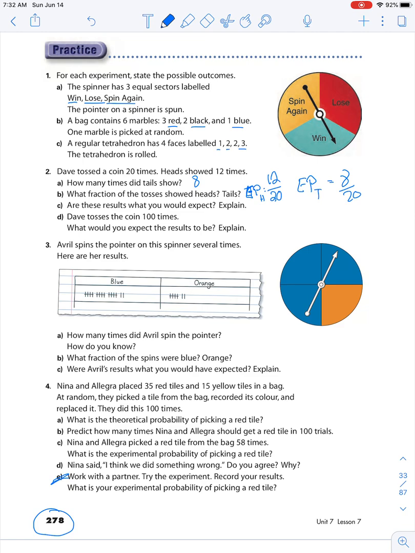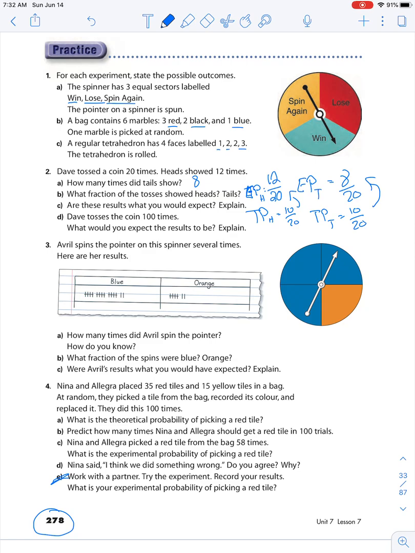Okay, are these results what you would expect? Explain. No, they're not what we would expect, right? We would expect the theoretical probability. So we'd expect theoretical probability of heads to be 10 over 20, and theoretical probability of tails to also be 10 over 20. So we would say what he got for tails was lower than what we would have expected, and what he got for heads was higher than what we would have expected. And the explanation is based upon our theoretical probability.